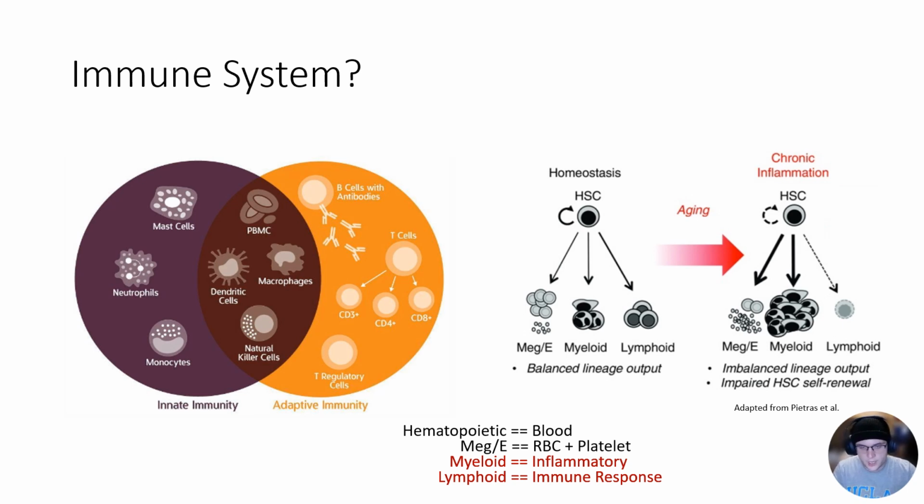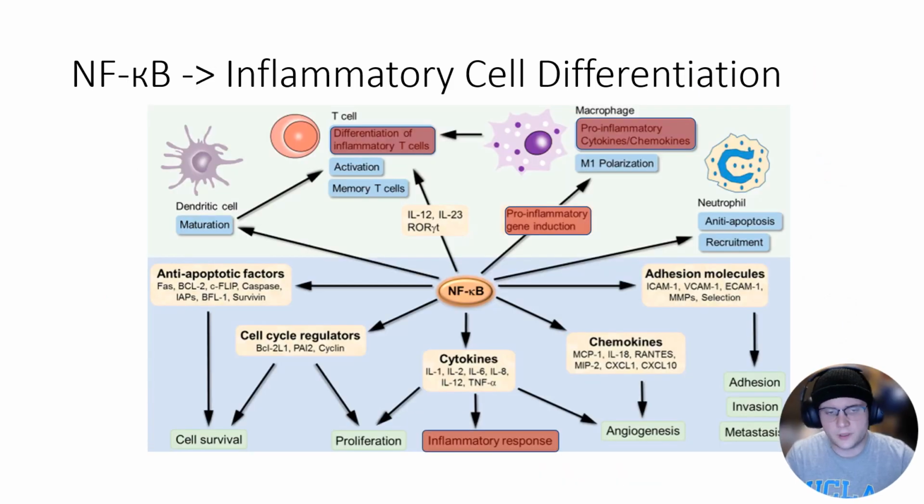Now, the way we track this pro-myeloid bias is through a certain protein called NF-kappa B. And NF-kappa B is very important because it releases many inflammatory cytokines and increases differentiation into myeloid cells, and is actually also part of the normal immune response to increase inflammation.